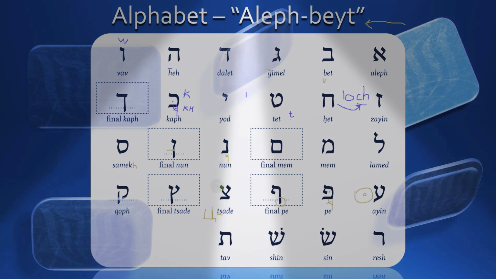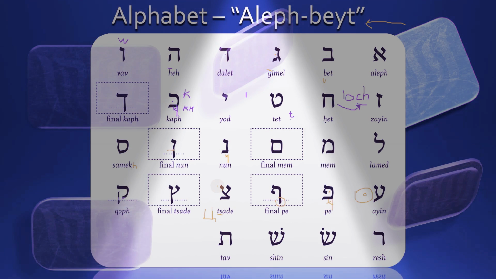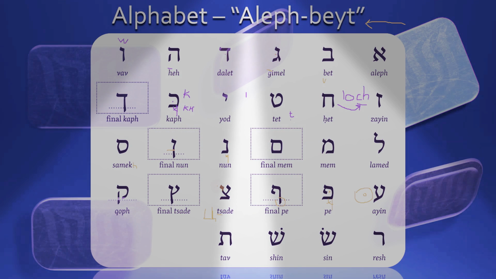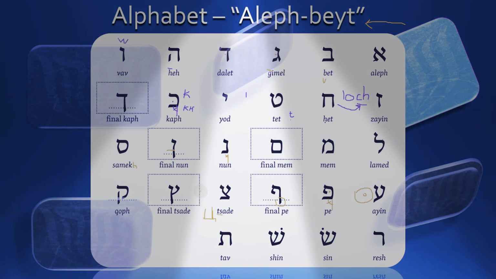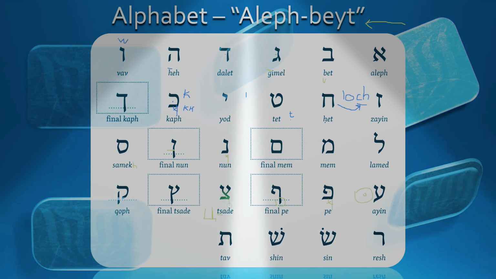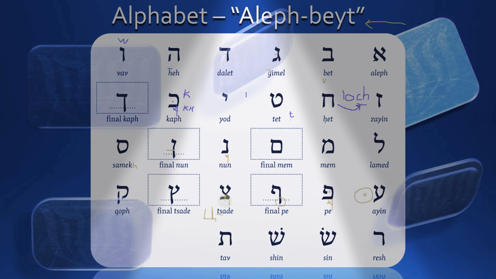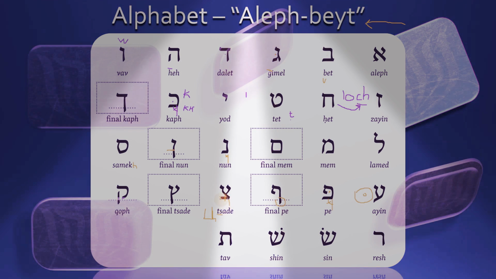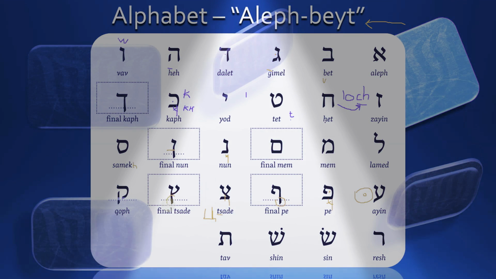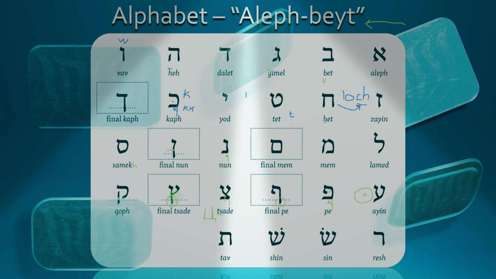Together. Like the word for land, eretz. It also has a final form, and look what happens. This part straightens out, and this part also straightens out. So he bends, he gets really lazy. This part goes down, and then this part goes down. And here you go. You have the full extender. That is the final Tsade, when he's at the end of the word.